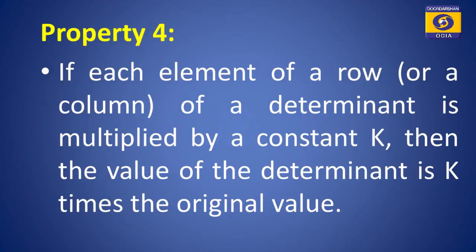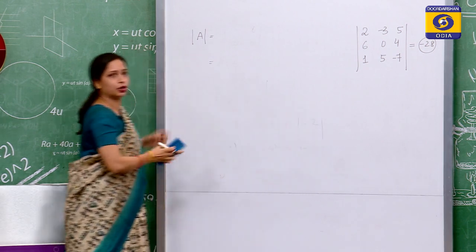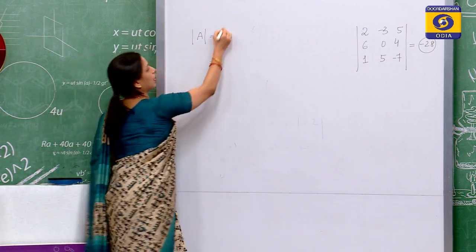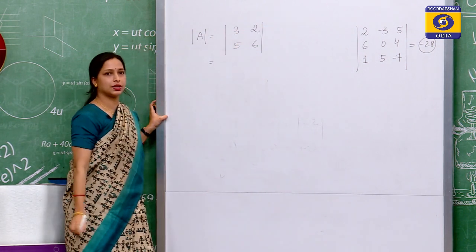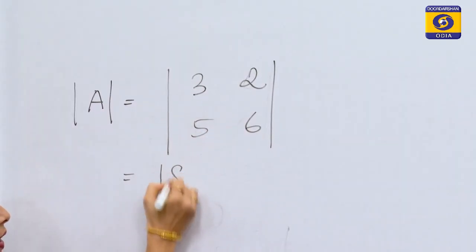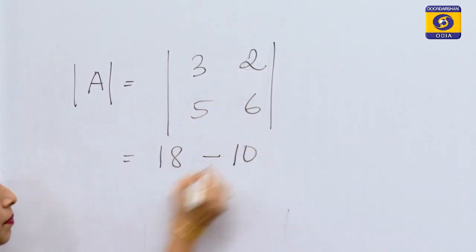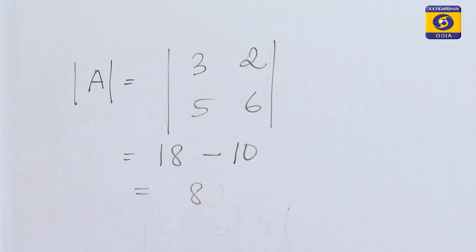Now, the property 4 says if each element of a row or a column of a determinant is multiplied by a constant k, then the value of the determinant becomes k times the original determinant, right. Okay. Now, let me show you with the help of an example. Let us take an order 2 determinant, right. Now, here I am taking 3, 2, 5, 6, right. So, what is the value of the determinant? 3 into 6, 18 minus 2 into 5, 10. So, here it is 8, right.